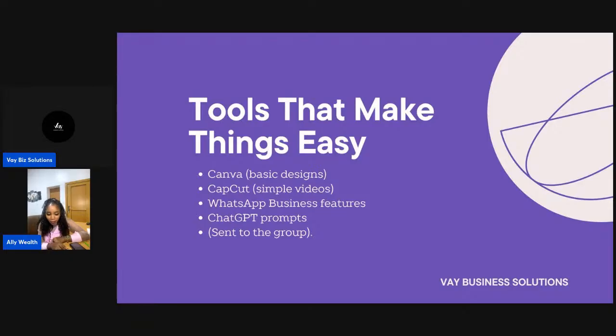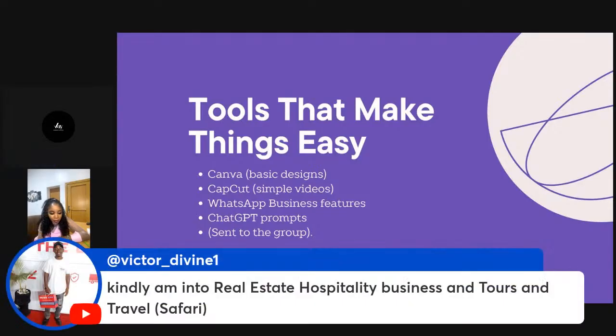Okay, beautiful. So Victor is into real estate, hospitality business, and tours and travel. That is very awesome. So I can see that you are into maybe two or three niches. There is real estate, there is travel and tour, and then there is hospitality business. Am I right, Victor?